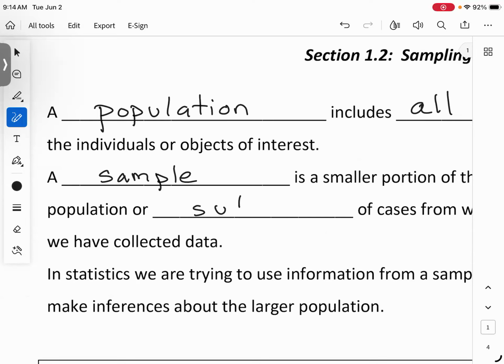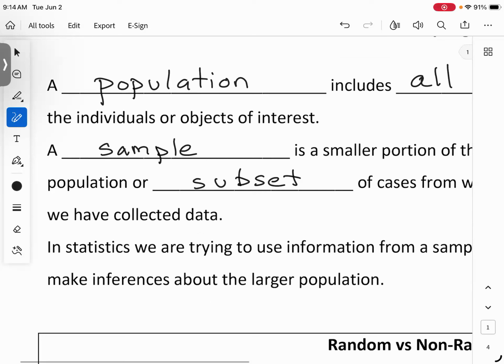And again, the word that they use sometimes is that a sample is a subset. And again, if you want to put just next to that or right below it, a smaller portion of the population. And so what we're trying to do is use the information that we get from a sample to say something that we think might be pretty close to true for the population. Now, as I mentioned, there's two main ways that we're going to look at being able to collect information from a sample.